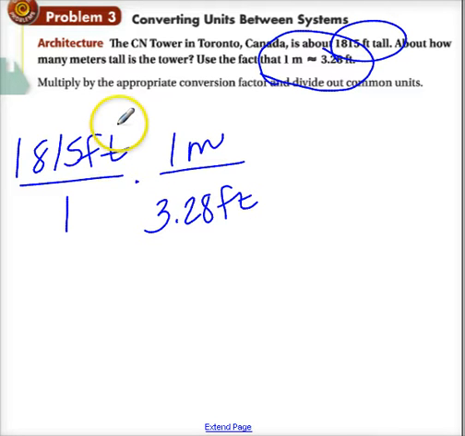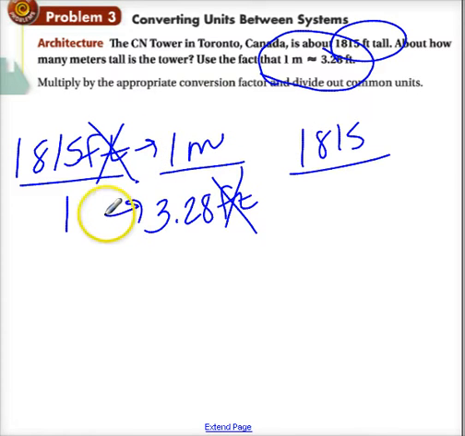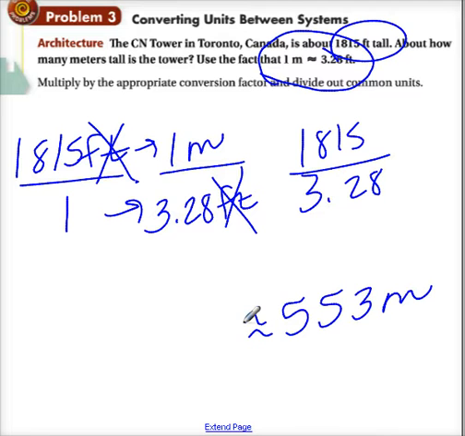All right, well, my feet labels cancel. I'm left with meters. I just multiply across 1,815, divide across 3.28. I do the division with my calculator, and I get about 553 meters. So that tower is 553 meters tall. So you can convert between unit systems. You just have to know the conversion factors.